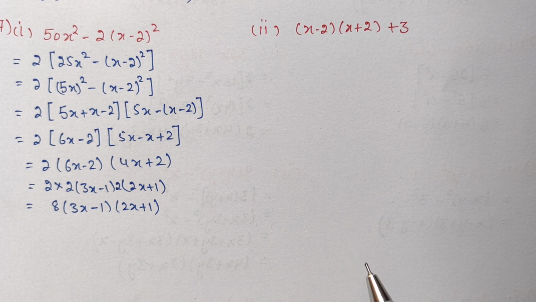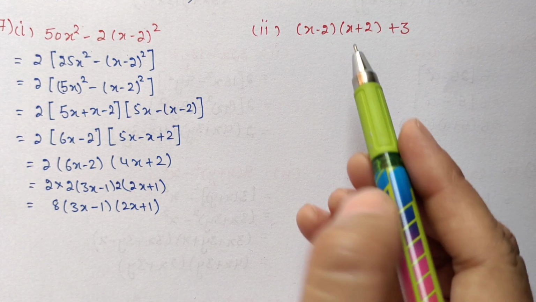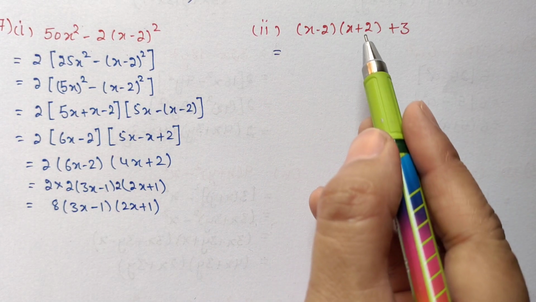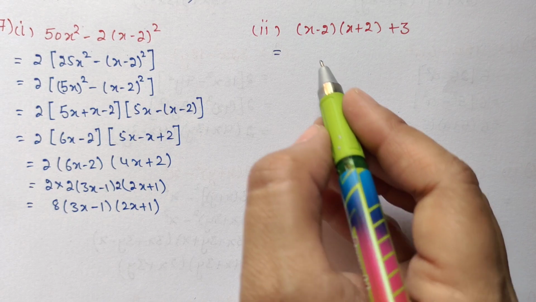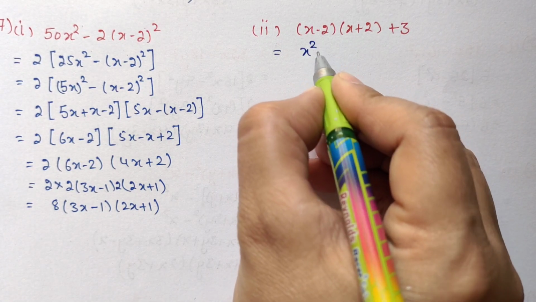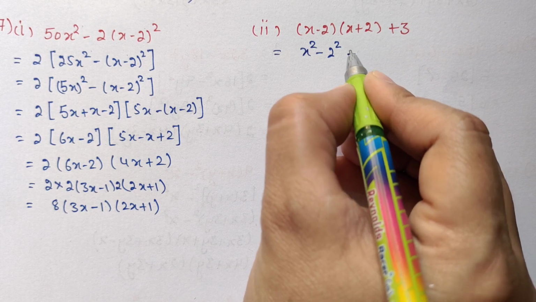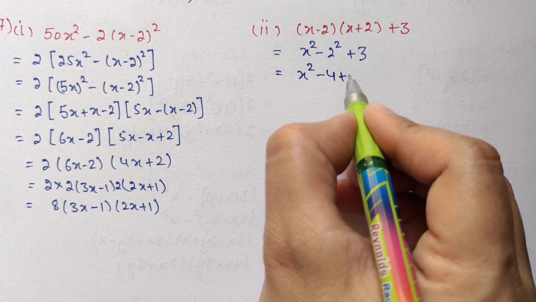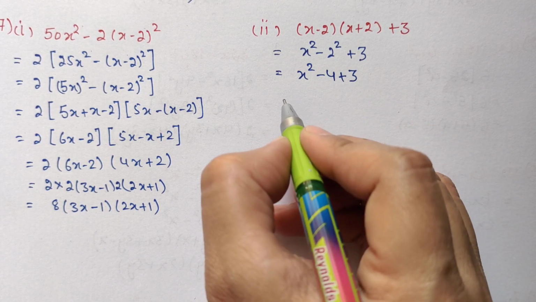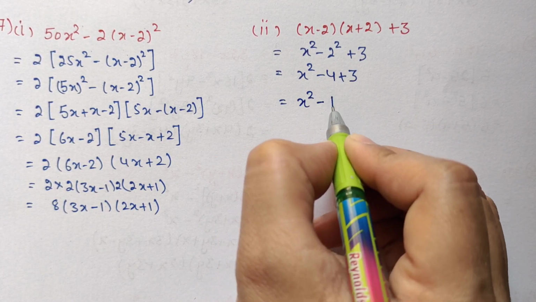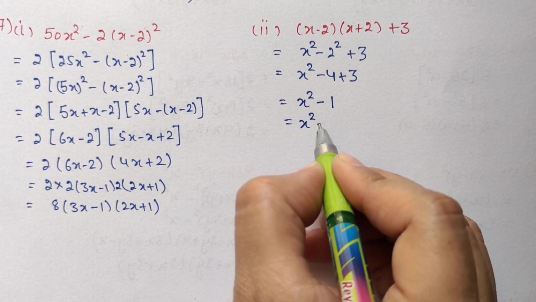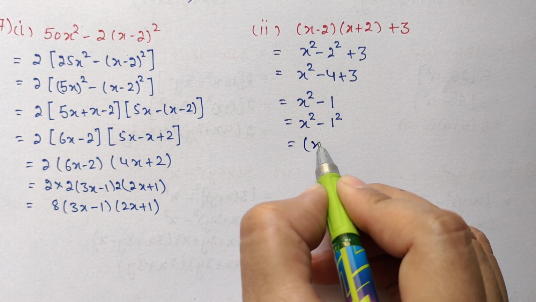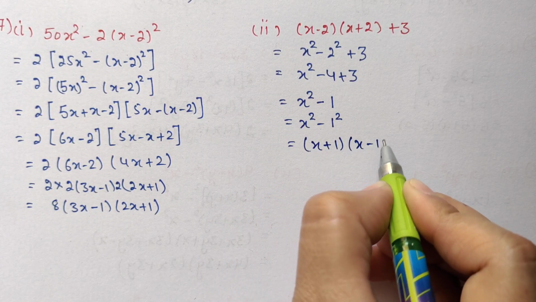Now the second part of the 7th question. First we will multiply these two brackets. We can use the identity here in the reverse way. (a - b) into (a + b) will become a square minus b square. So this will become x square minus 2 square, and this plus 3 as it is. So x square minus 4 plus 3. Minus 4 plus 3 means it will be minus 1. x square minus 1, which we can write as x square minus 1 square. So again a square minus b square, we can write (a + b)(a - b).